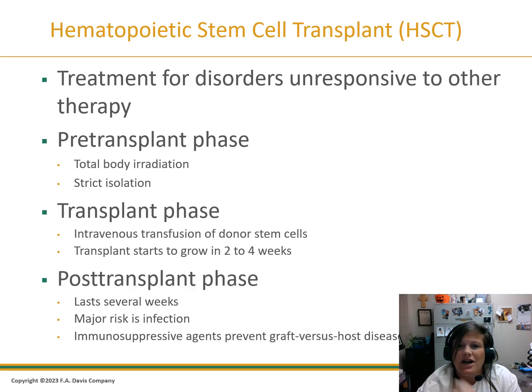During the transplant phase, the child will receive IV transfusions of the donor stem cells. The transplanted marrow should start producing the new blood cells in approximately 2 to 4 weeks. And then in the post-transplant phase, which lasts for several weeks, the biggest concerns are infection, bleeding tendencies, and anemia. Obviously, all of our protocols are going to focus on preventing those complications. The child may also be placed on immunosuppressive agents or medications to try to prevent graft versus host disease, which is a form of rejection. And so we want to look at what that looks like as well.